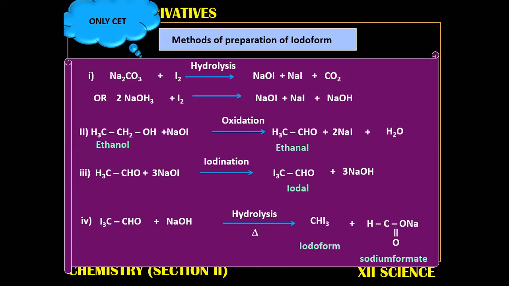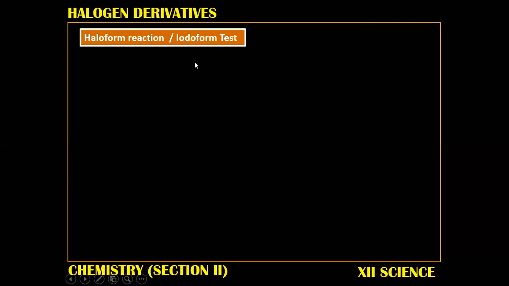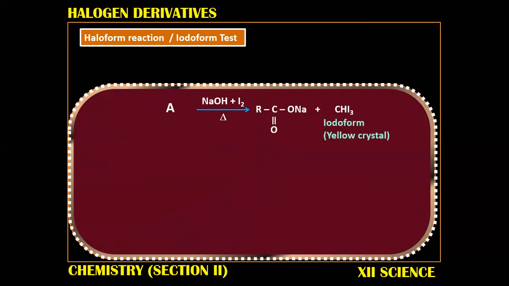I hope everybody has copied. I'll go to the next slide. Now this everybody write down. All the students have to write this. Iodoform test or haloform reaction. Now when compound A reacts with NaOH and iodine, it gives you iodoform. Iodoform is a yellow crystal.